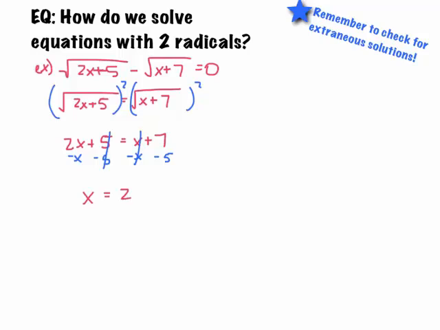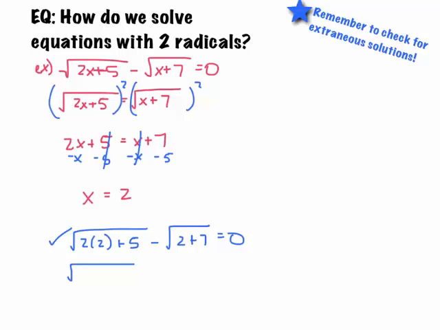Alright, but we're not done with the problem because we have to remember to check for extraneous solutions. Okay? So, to check, we just plug it right back in. It would be the square root of 2 times 2 plus 5 minus the square root of 2 plus 7 equals 0. So, 2 times 2 is 4, plus 5 is 9, minus the square root of 9 equals 0. Square root of 9 minus square root of 9 equals 0. Yeah, that works. x equals 2 is my solution.